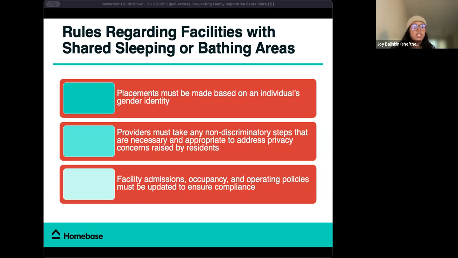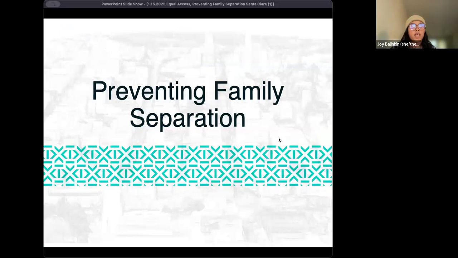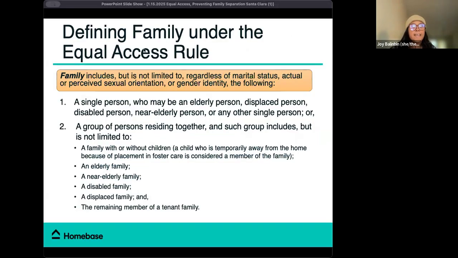Next, I'm going to go more into the family separation side of the equal access rule, but does anyone have questions before we move on to that topic? And if things are popping up for folks, don't be scared to put them in the chat. We can always come back to questions sort of at the end of the presentation section. But I will go ahead and move on to family separation.